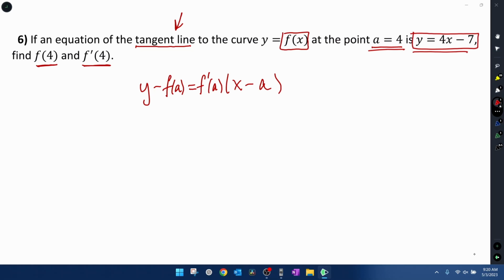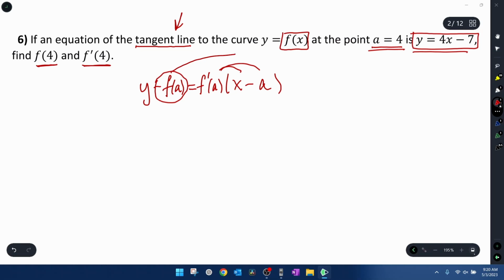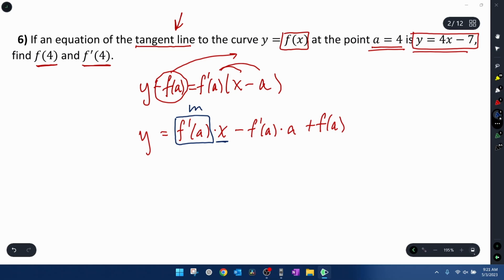So knowing this formula, we can manipulate this into slope-intercept form and then line it up with the equation we're given. So I'm going to distribute the f prime of a and bring over the negative f of a. That's going to give me f prime of a times x minus f prime of a times a plus f of a. Now, let's make a note here that here's our x, and so this must be our slope. F prime of a times a, that's a value, that's a number, and so is f of a.